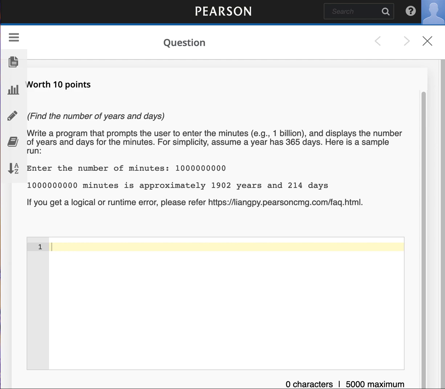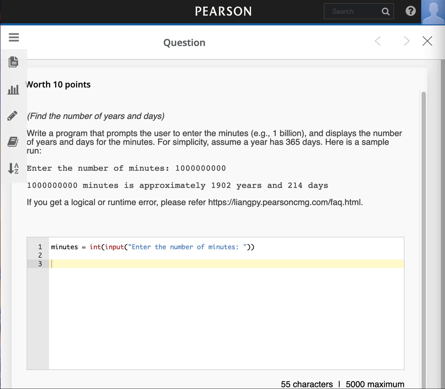Here's a sample run. So what we need to do here is, first, take input from the end user about how many minutes they would like to calculate. So, given this many minutes, how many years is it and how many days? We're simply going to type in the prompt, enter the number of minutes, and then wait for the user to type it in. The minutes should be a full number, so we'll make sure that the data type is a full number.